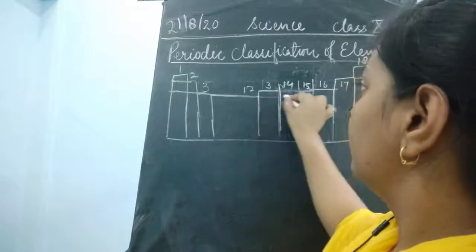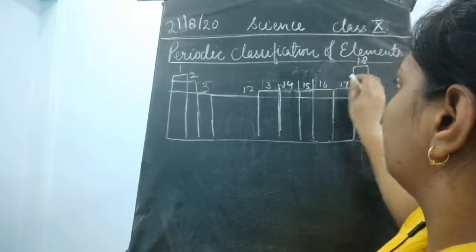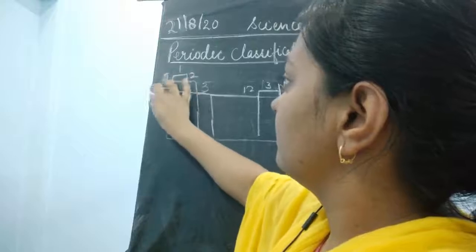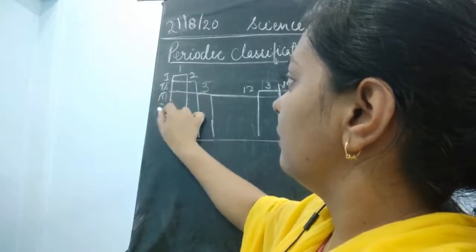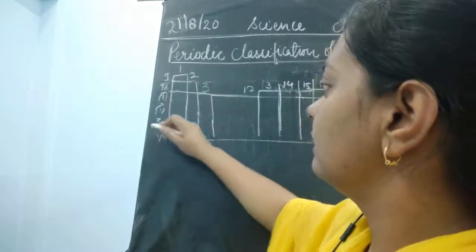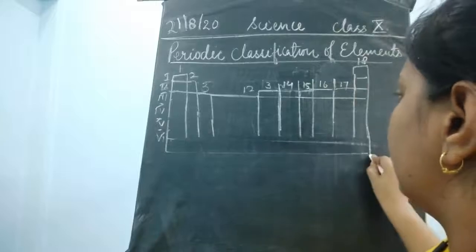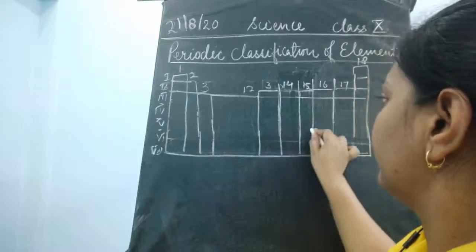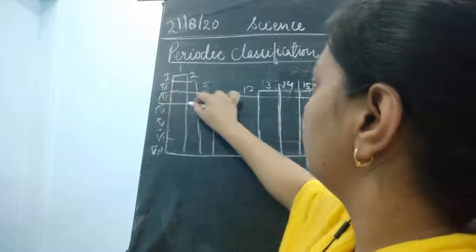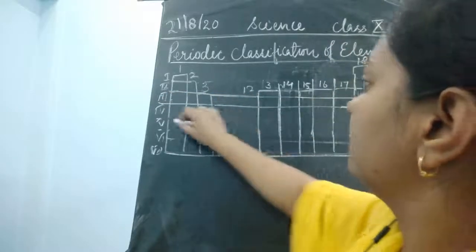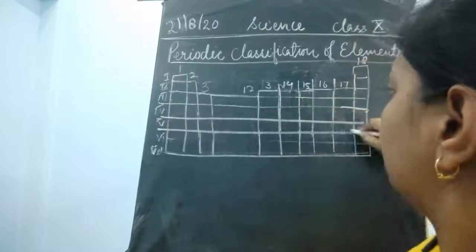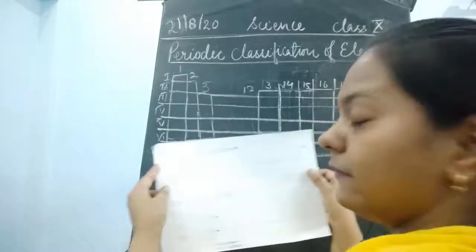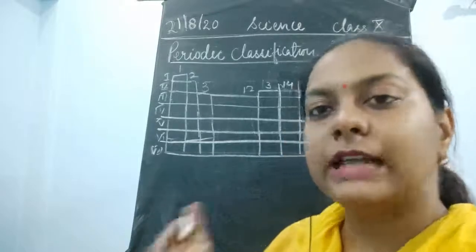Fine. Now what you will do, you will simply make this 1, 2, second period, third, fourth, fifth, sixth and seventh period. Okay, fine. And now third, fourth, fifth, sixth and seventh. Now this is the periodic table which I have drawn here. It's not very visible, that is why I have drawn this here. Okay, so this I discussed yesterday also.